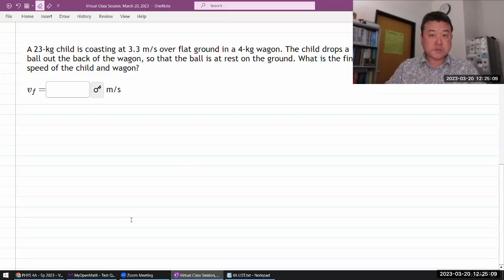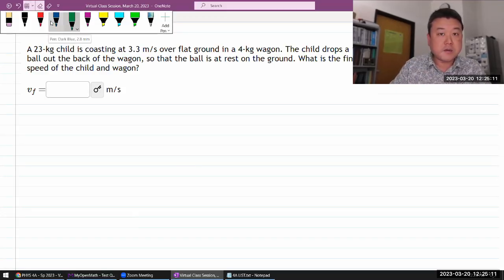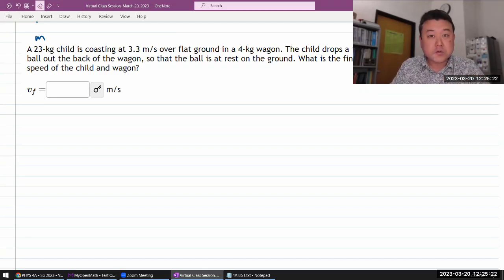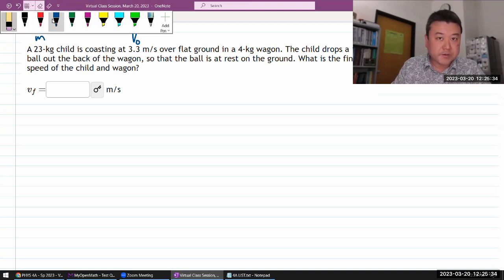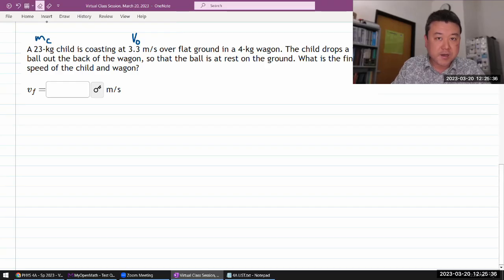All right. So this question says, some child is coasting at some speed, m naught, v naught, over flat ground in a 4 kilogram wagon. Oh, okay, I gotta subscript this differently. Let me say this is m child, and I think this is gonna be a common speed, so I can leave that alone. This is the mass of the wagon.